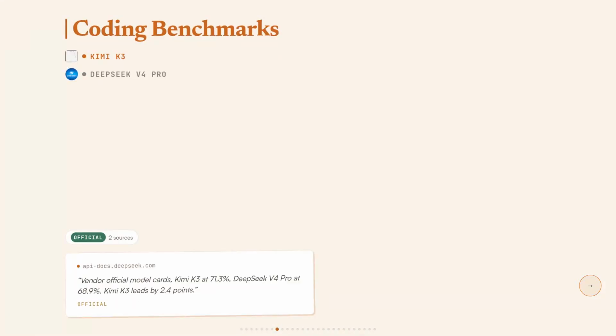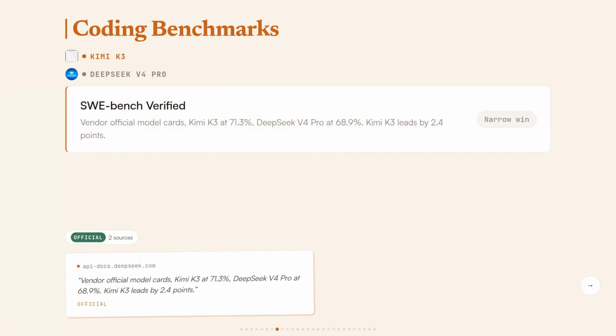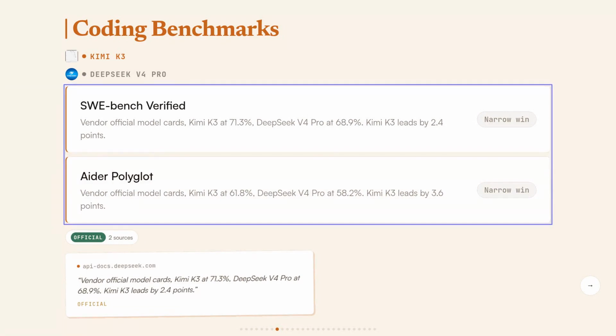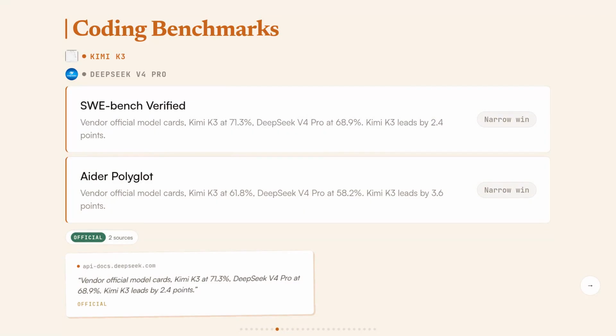On SWE Bench Verified, Kimi K3 hits 71.3%, and DeepSeek V4 Pro lands at 68.9%, a 2.4-point gap, and on Aider Polyglot it's 61.8% versus 58.2%. The margins are real but tight, and community reports suggest Kimi K3 trips up more on complex tasks despite those higher numbers, so treat the benchmark lead as a direction, not a guarantee. GLM 5.2 has 0 published scores.